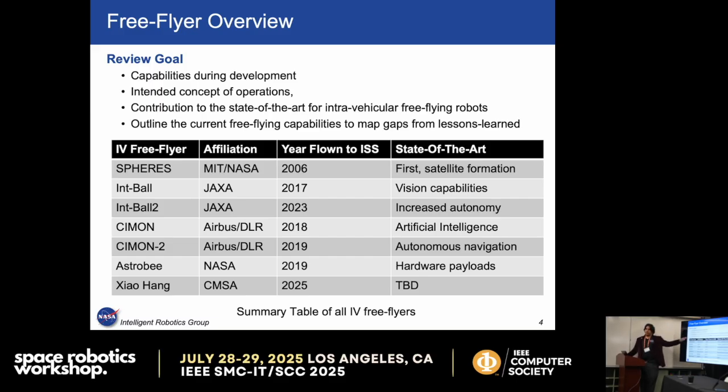In my talk, we'll go over specifically each one of these aspects, and I know a lot of you guys probably know a lot about these free-flying robots, but this review paper was mainly just to do an overview of the concept of operations, the capabilities in development, what they were initially intended to do, and see what those concepts of operations look like, what their contribution is to the state of the art of IV free-flying robots, and just outline how it could roadmap to lessons learned to see what the gaps are that need to be developed for future free-flying robots.